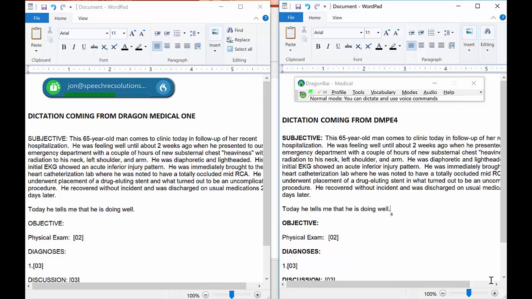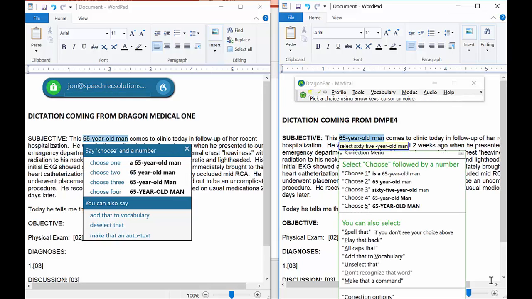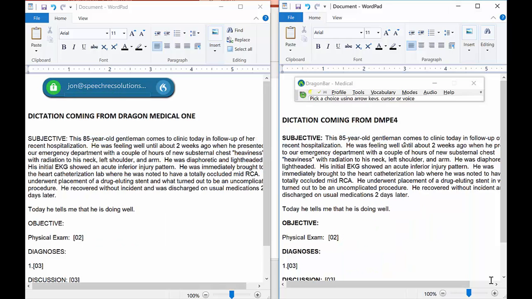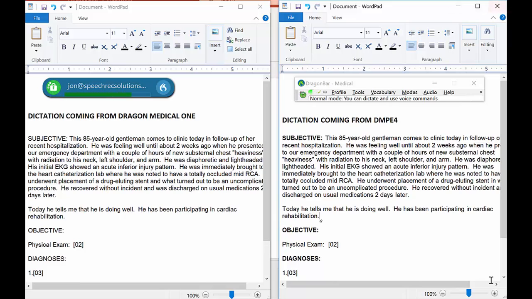Select 65-year-old man. 85-year-old gentleman. Insert after doing well, period. He has been participating in cardiac rehabilitation, period. He has experienced no further chest discomfort and is free of dyspnea, comma, palpitations, comma, etc., period.